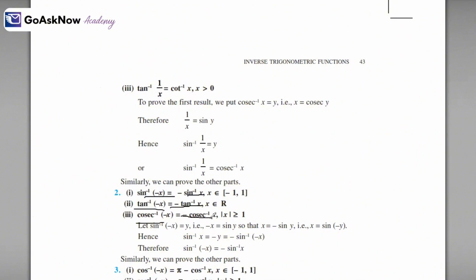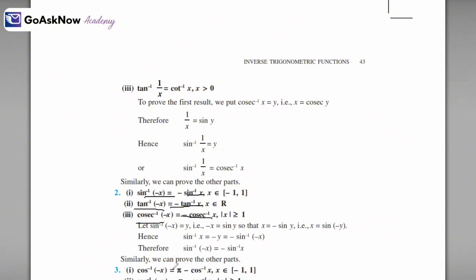Remember the trigonometric function formulas. Sine of minus x is equal to minus of sine x, tan of minus x is equal to minus tan x, and cosec of minus x is equal to minus of cosec x. Similar to that pattern, it is also there in the inverse functions.